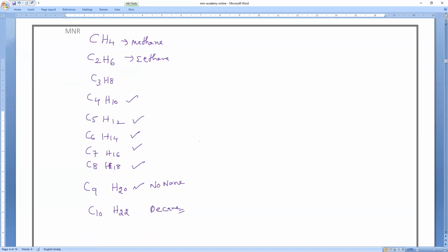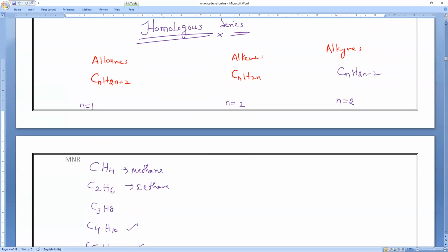If you notice all of these, what is the general formula for alkanes, everybody? CnH2n plus 2. So that is what we call a homologous series. Write the definition, everybody. Homologous series means... Here, alkenes, tell me what is the first?